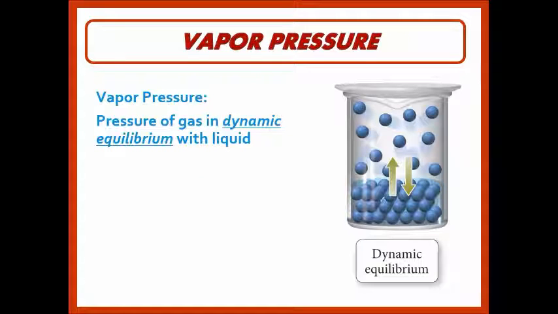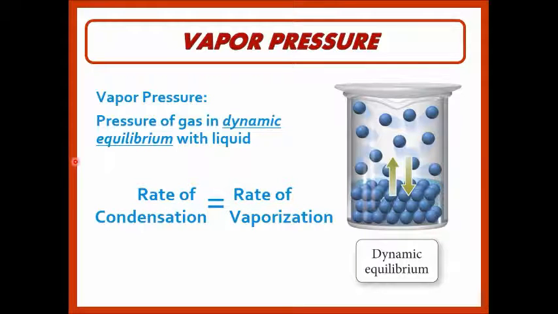Remember that the vapor pressure of a pure solvent is defined as the pressure of a gas when it is in dynamic equilibrium with its liquid state. The term dynamic is used to describe equilibrium because the molecules in the system are constantly in motion, condensing and vaporizing. However, the rate of vaporization is equal to the rate of condensation at dynamic equilibrium, meaning that the number of molecules in the gas state and the liquid state remain constant, although they aren't necessarily equal to each other. Therefore, the vapor pressure of a pure solvent is a constant value.